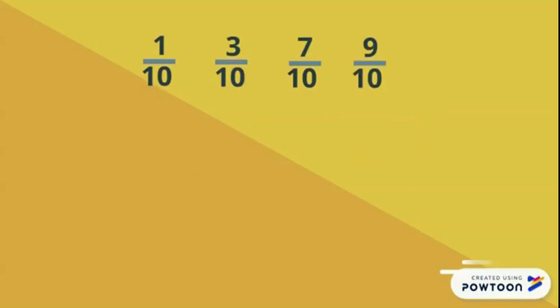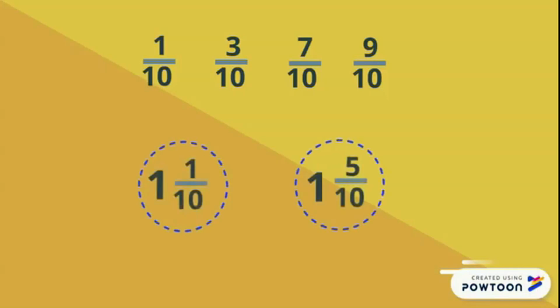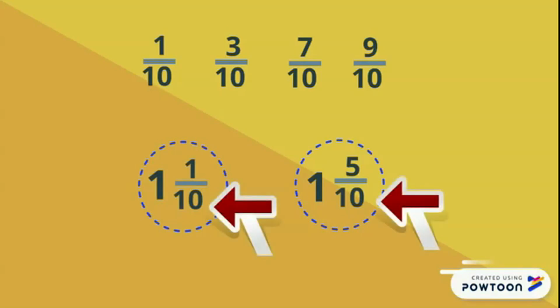So there was still those two pesky numbers that had a whole number in front, 1 and 1/10 and 1 and 5/10. Well, again, we really just need to look at the tenths and the denominator of 10. 10 parts still, and then just look at the numerator again. And 1 and 1/10 is smaller than 1 and 5/10 because 1 is smaller than 5.